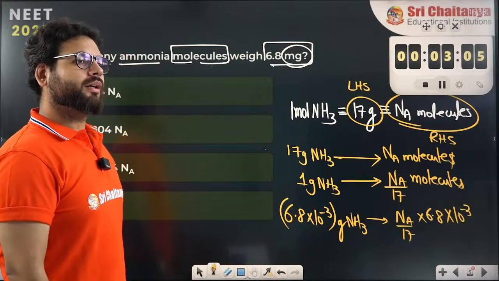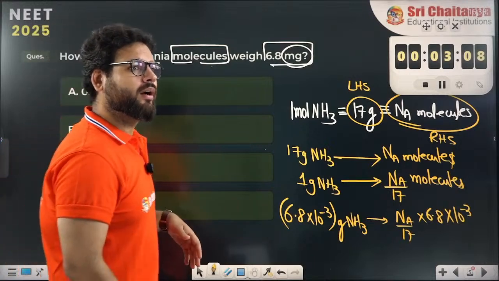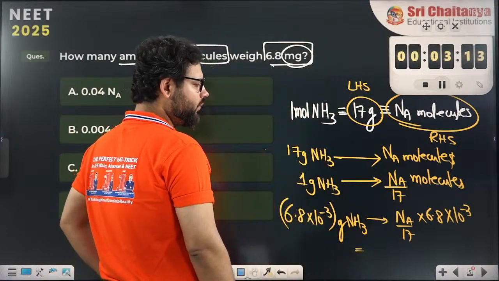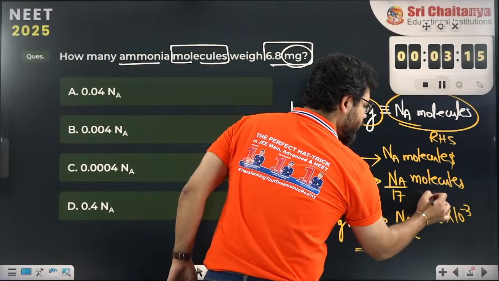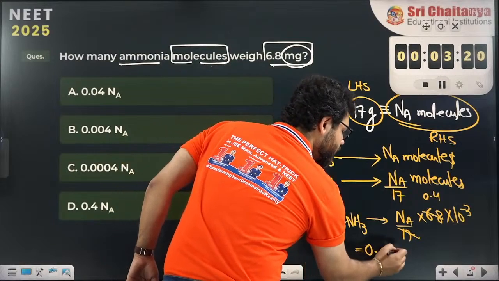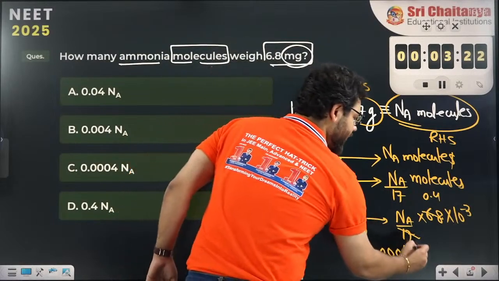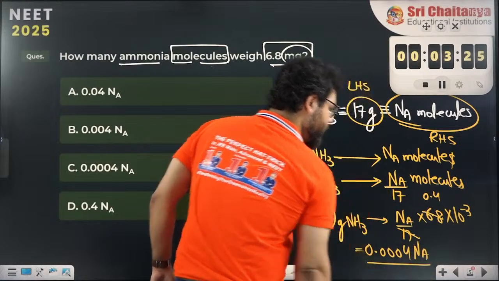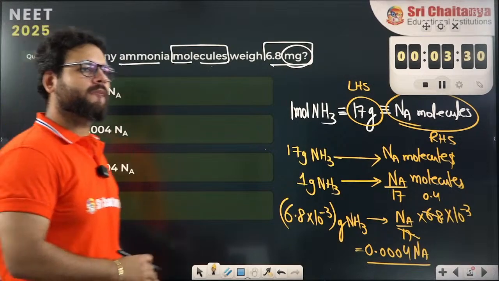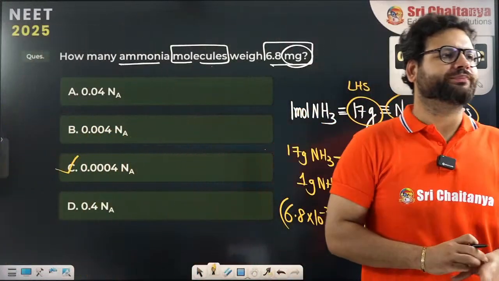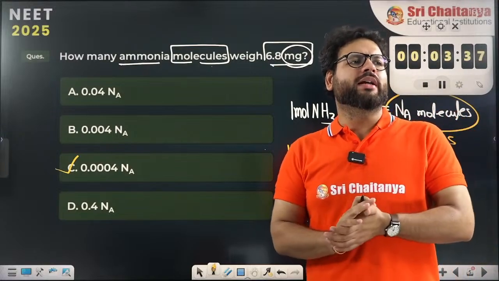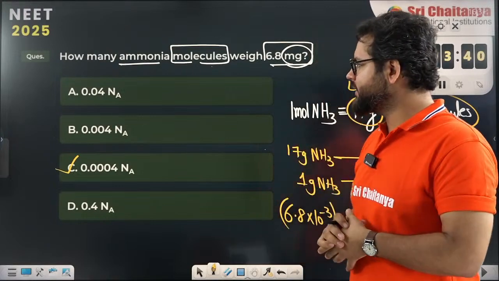Archana, I have just explained it. So, what are we getting here? This goes 0.4 times. So 0.4 into 10 power minus 3 Na, which is 4 into 10 power minus 4, which is option C. Not D, C is the answer.